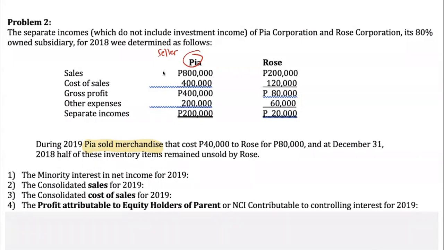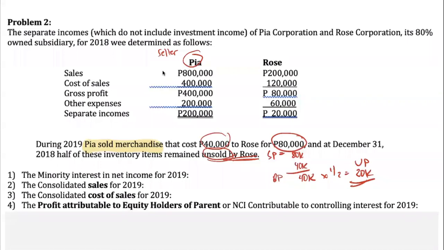Okay. So if our selling price is equal to 80,000, the cost is 40,000, what is the profit? Our gross profit is 40,000. What is the unsold by Rose? The unsold is 1/2. Therefore, 20,000 is our unrealized profit. So first, determine the unrealized profit. So first, we got this selling price, 80, and the cost, which is 40. Therefore, 40,000 yan. You multiply it to the unsold, so 20,000.